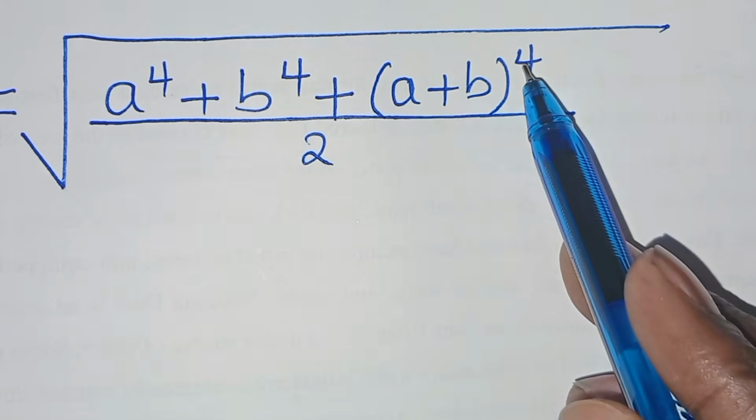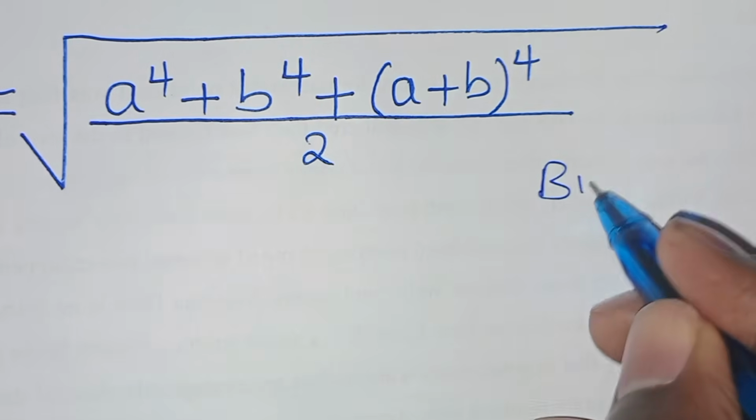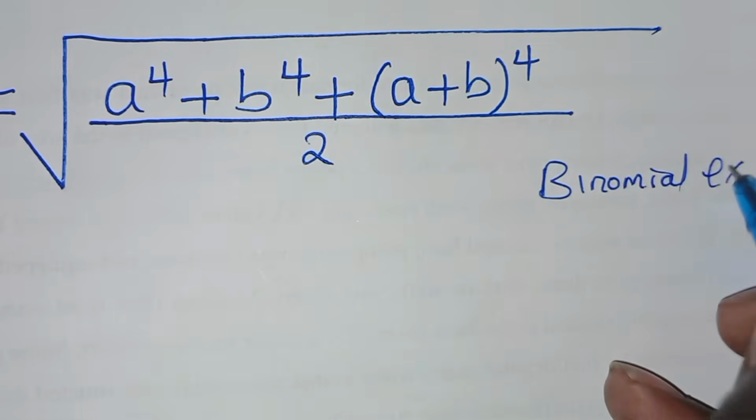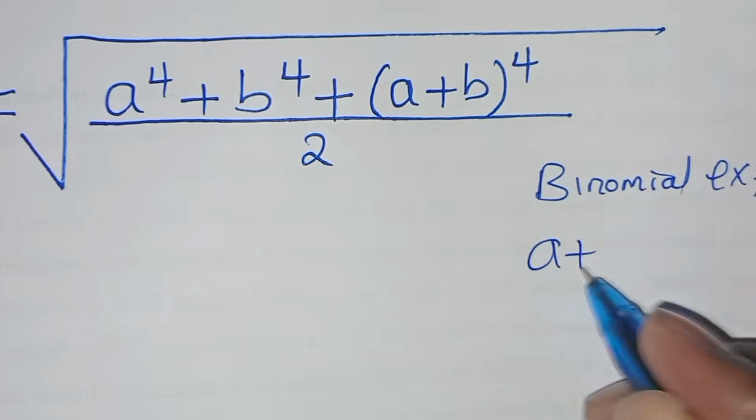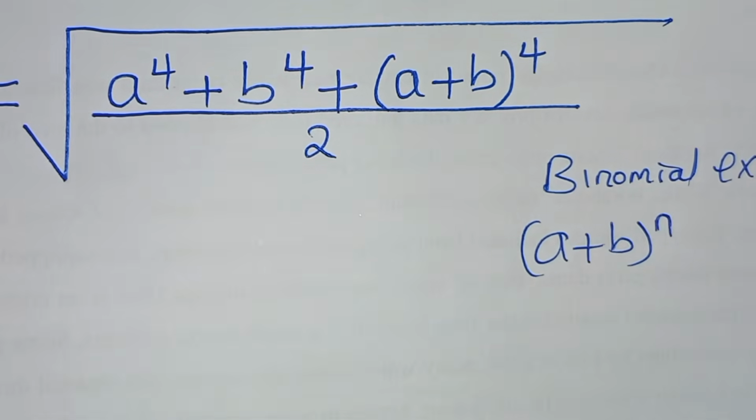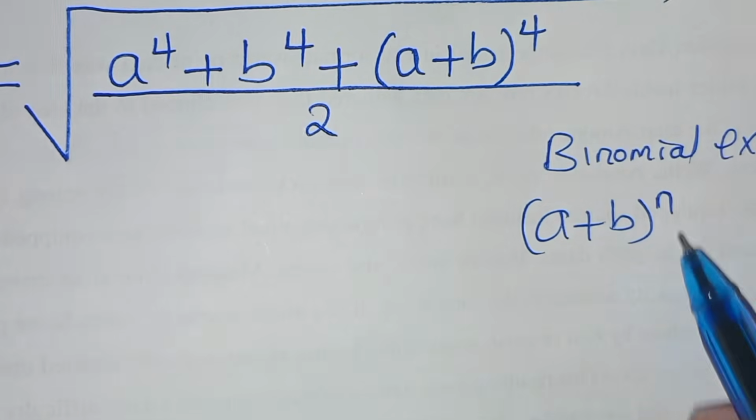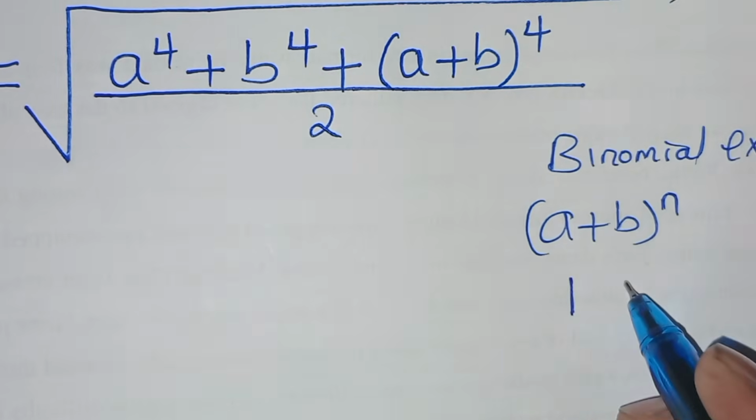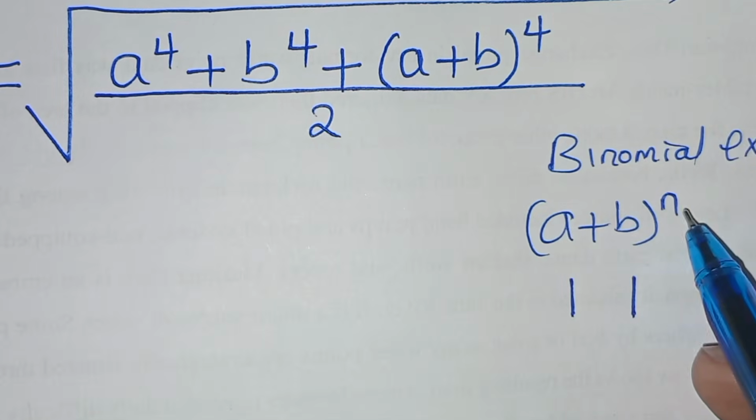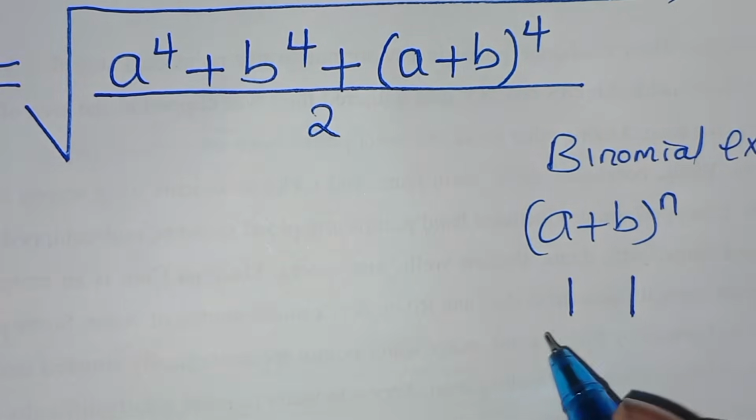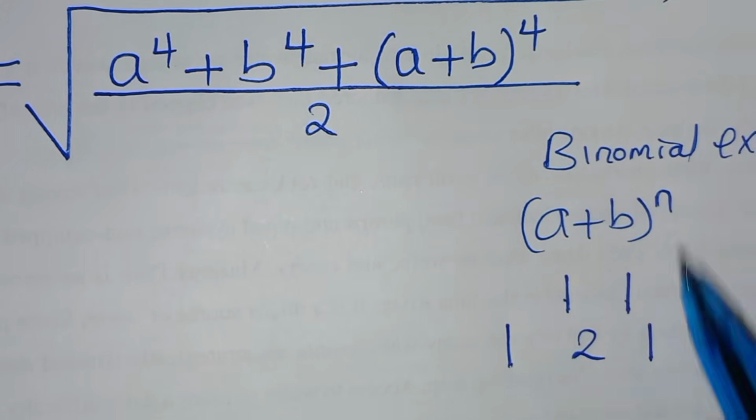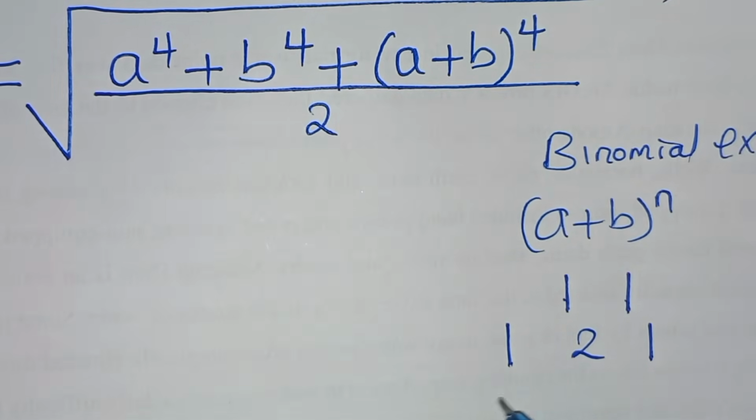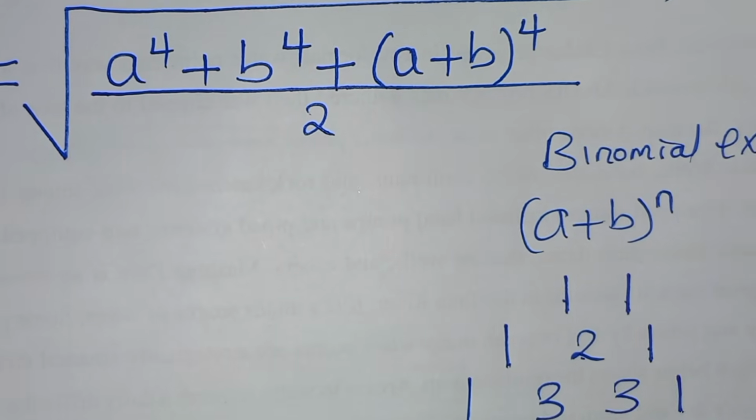Now to solve A plus B to power 4, we are going to apply the binomial expansion theorem. If you have A plus B raised to power n, if we start with A plus B raised to power 1, then essentially here we'll have the coefficients of A and B. Now if it is A plus B raised to power 2, then we'll have here 1, you add 1 plus 1, which is 2, and then 1. If A plus B raised to power 3, you will have 1, plus 2, this is 3, 2 plus 1, this is 3, and then 1.